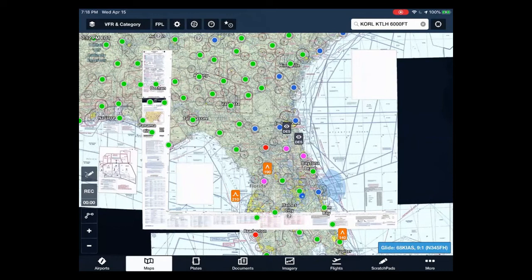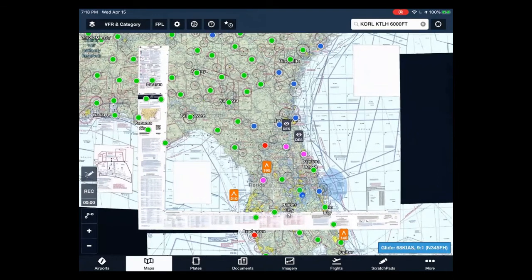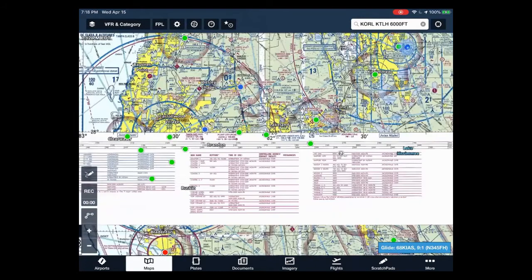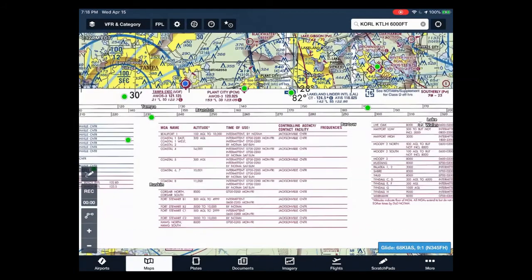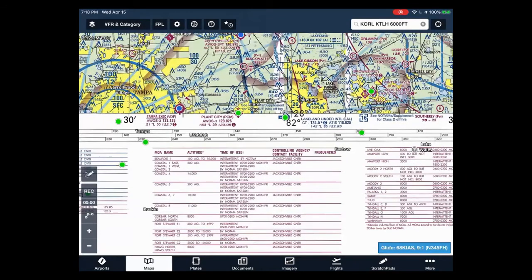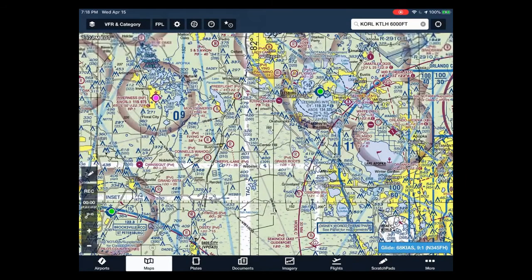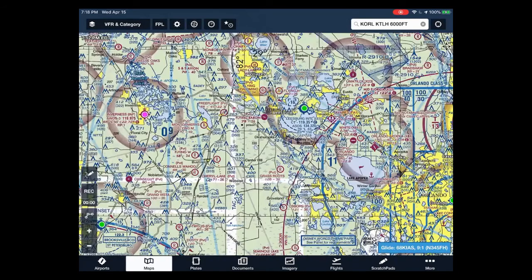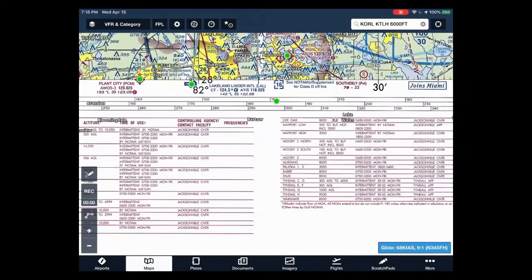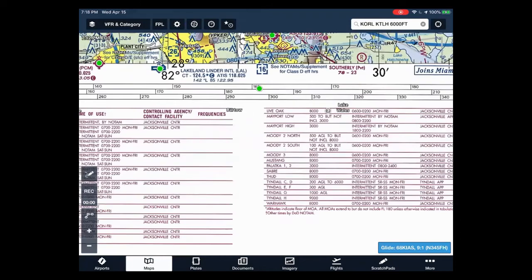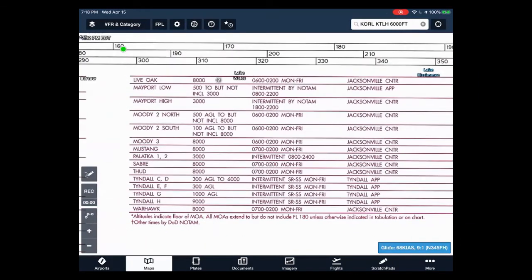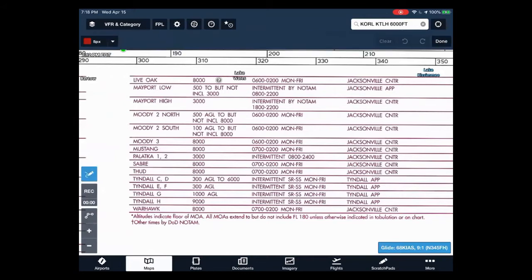And what we're looking specifically for, I can already tell where it is in this chart, is that magenta text. So if we zoom in here, we're looking specifically, in this case, if we scroll back up, for the Palatka 1 MOA. Try not to lead too far ahead of the lag on the video. So we zoom into Palatka 1 MOA, and guess what? It pretty much gives us the same bit of information that we saw that ForeFlight did for us. So looks like they got it right.